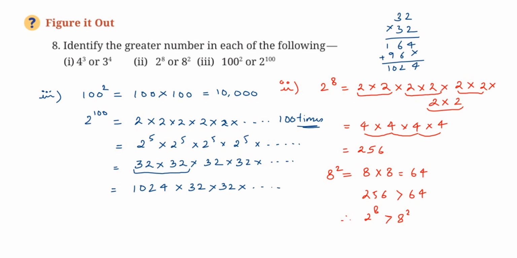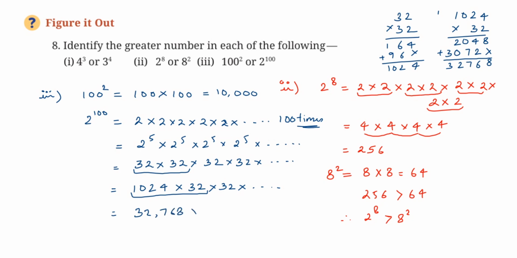Now let's multiply 1024 and 32. So 1024 times 32. 2 4s are 8, 2 2s are 4, 2 zeros are 0, 2 1s are 2. 3 4s are 12. We write 2 down and let's put the carry here. Then 3 2s are 6 plus 1 is 7. 3 zeros are 0 and 3 1s are 3. Now let's add them. So this is 8, 6, 7, 2, 3. Now you can see that we got 32,768, and next we have another 32 here which I have not yet solved, and this keeps on going.